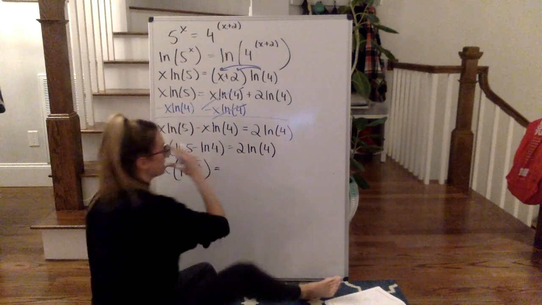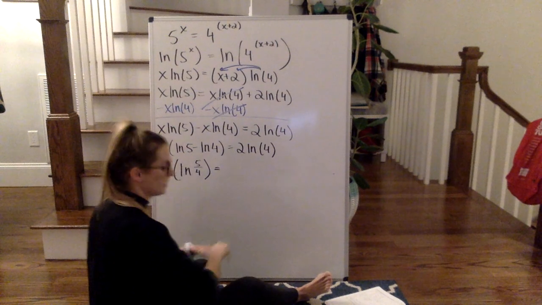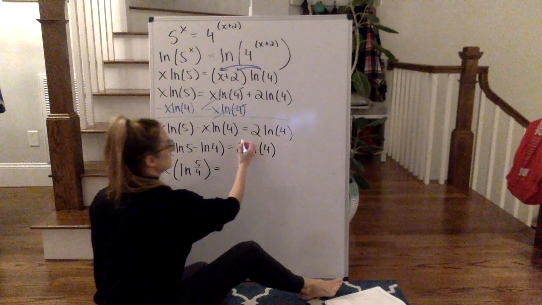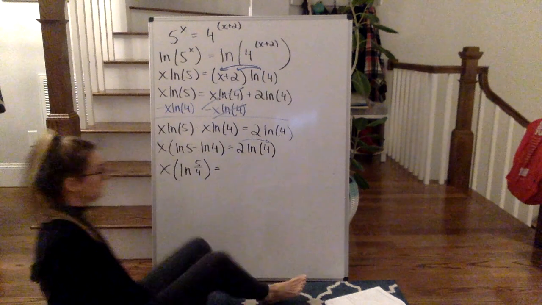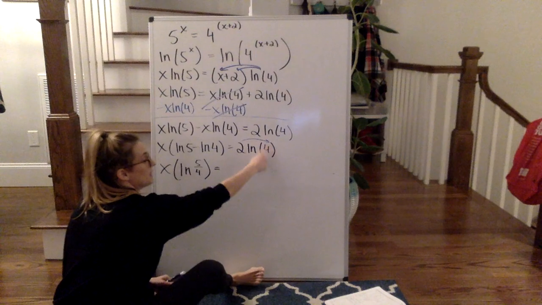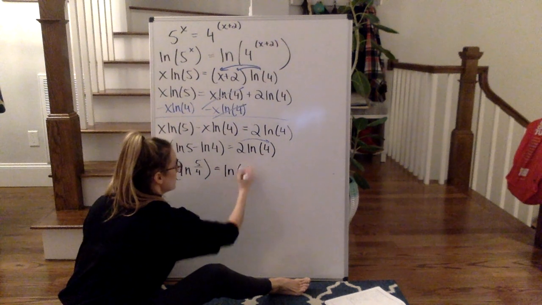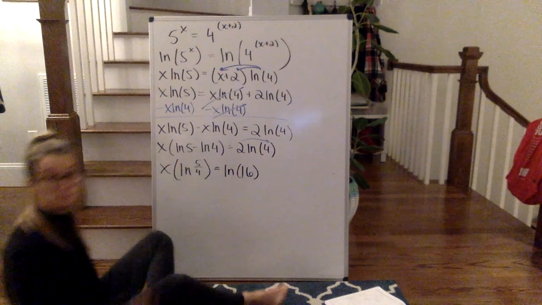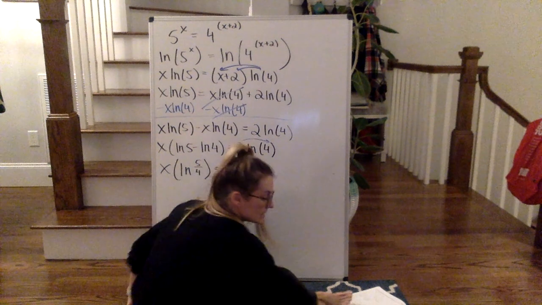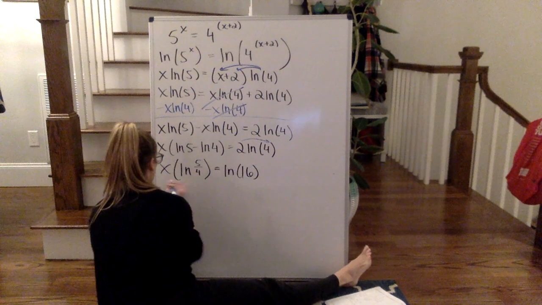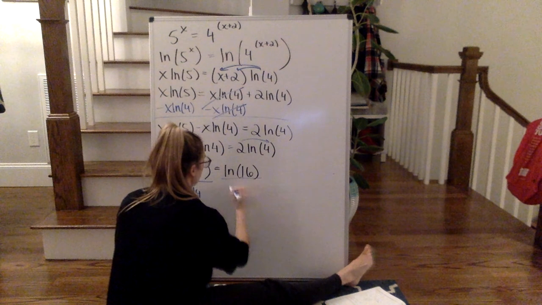Equals. Something we should do here, we're going to change this again with the reverse power property. We're going to take that 2 right there, and we're going to bring it back into the log. So we're going to bring it back in, and we're going to make it 4 squared, reverse power property. So 4 squared becomes 16. So we're getting there. I'm trying to solve for x. I want to get it by itself. So I'm going to divide both sides by ln of 5/4.